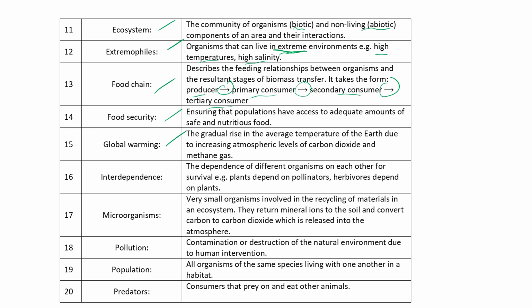The dependence of different organisms on each other for survival. Plants depend on pollinators, herbivores depend on plants. That is interdependence. So it's dependence but interrelated.